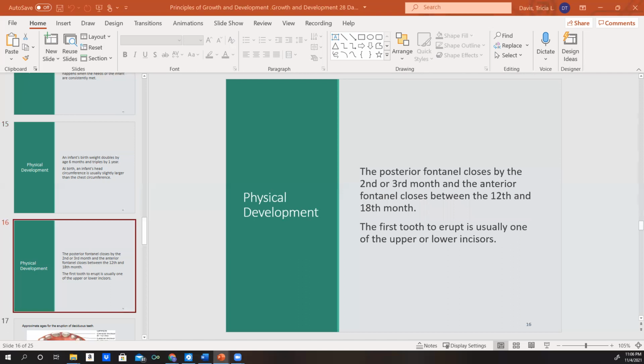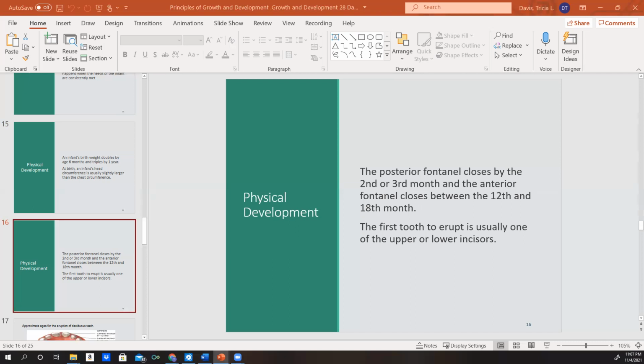The posterior fontanelle is usually closed by the 2nd or the 3rd month of life. The anterior fontanelle will increase slightly in size during the first few months of life, but then after 6 months of age, it begins to decrease in size. We do expect it to close completely between the 12th and the 18th month. The sutures that are located between the cranial bones do not, however, ossify until later in childhood.